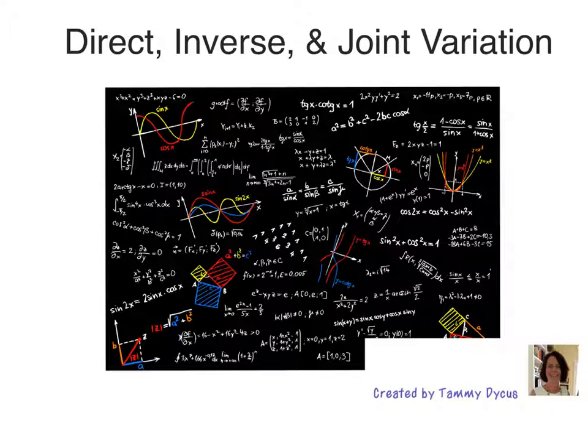Direct, inverse, and joint variation. Often in math and science, measurements are related in very specific ways. For example, the circumference of a circle is always 2 pi times the radius. We can say the circumference has a direct variation or is directly proportional to the radius. This lesson looks at some very simple variations.